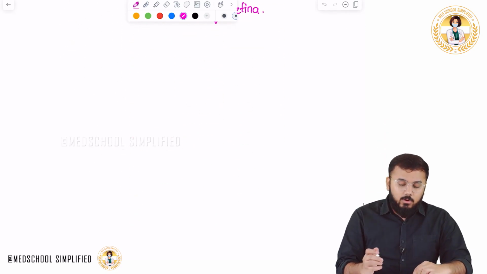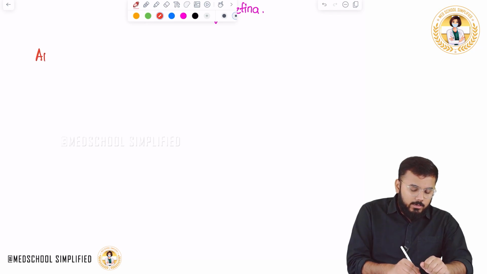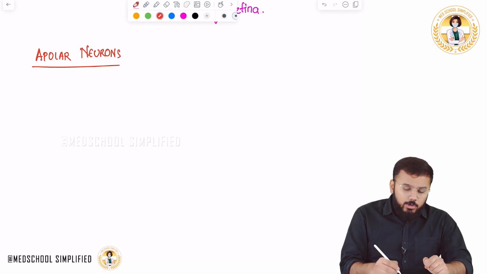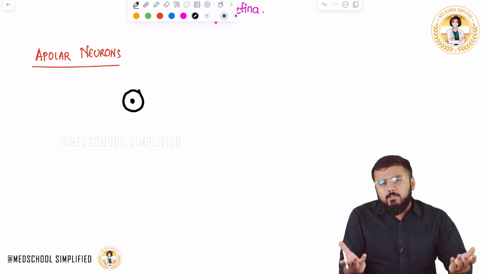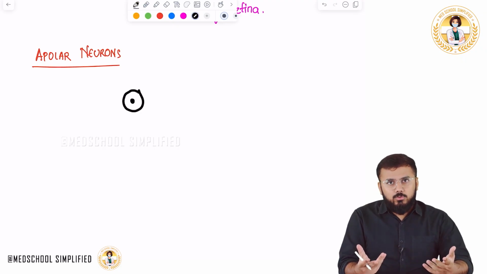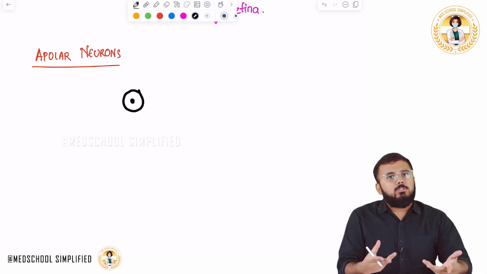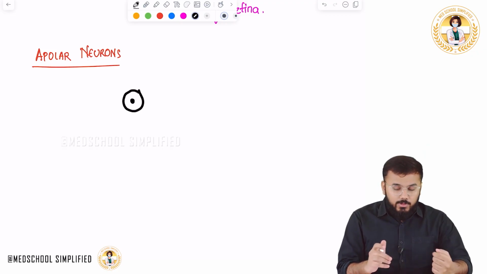After these anaxonic neurons, the next neurons we have are apolar neurons. Now, what do you mean by apolar neurons? For example, let us say this is a cell body like this. It does not have dendrites. It does not have axons also. Such neurons where there is no pole at all, no axons and no dendrites, are called apolar neurons. Where are they present?